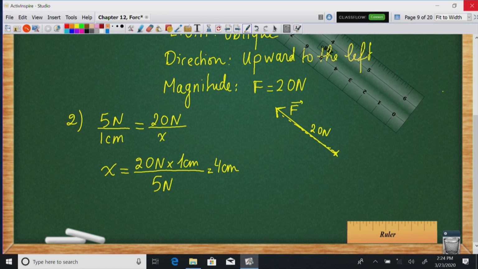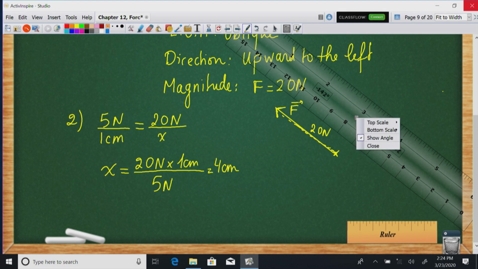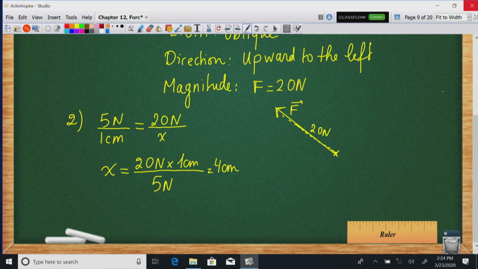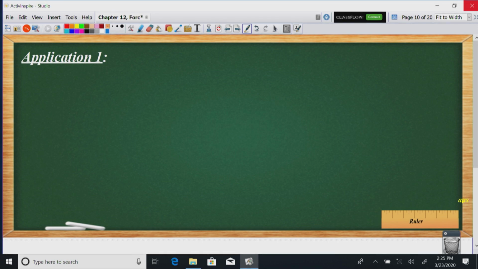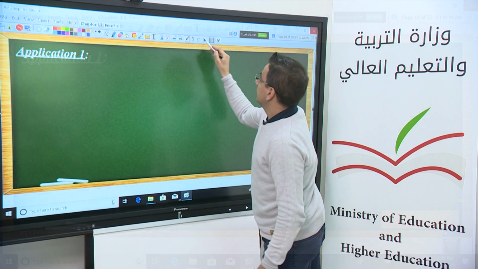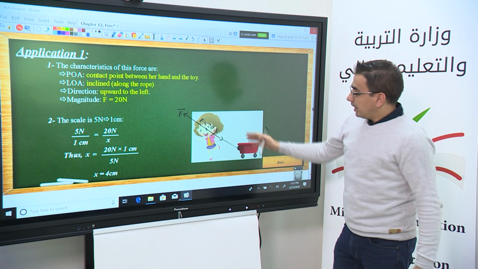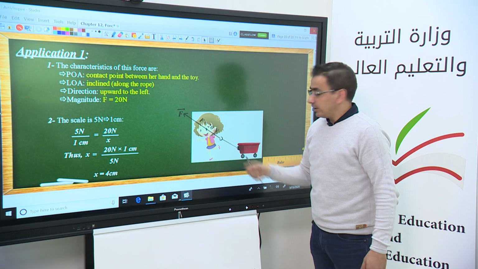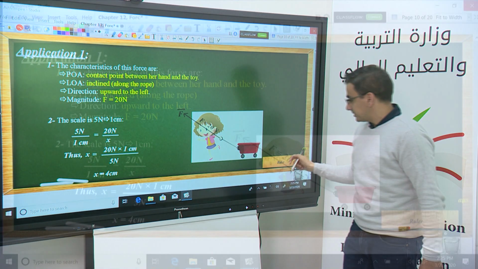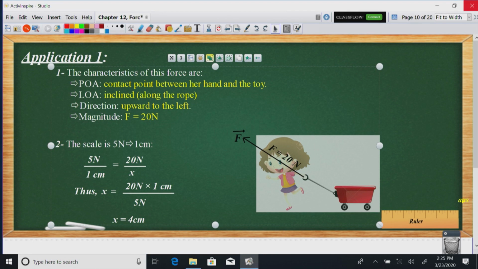Now, collecting all these ideas together, first let's move this off the screen. Okay, so here is the answer written and stated. I've drawn the force here at the point of contact between the girl's hand and the toy itself. Also, the force should be 4 centimeters as well. Now, if you have any comments about this application, I think it's straightforward, but if you have any comments about the application, don't hesitate to refer to your teachers about it.